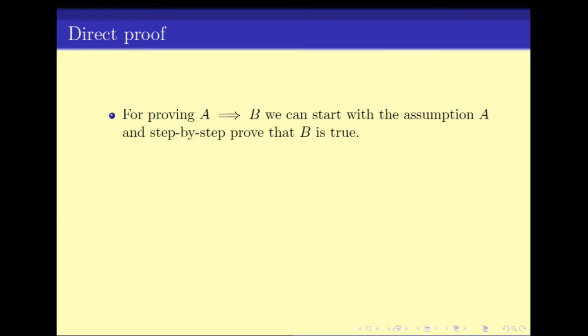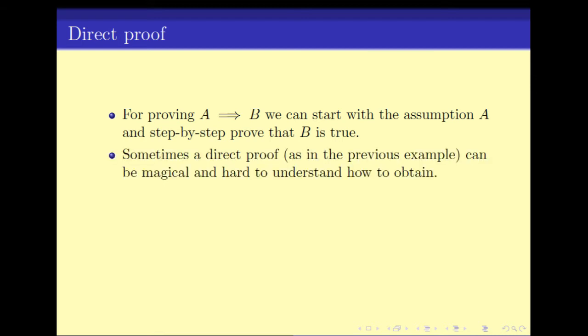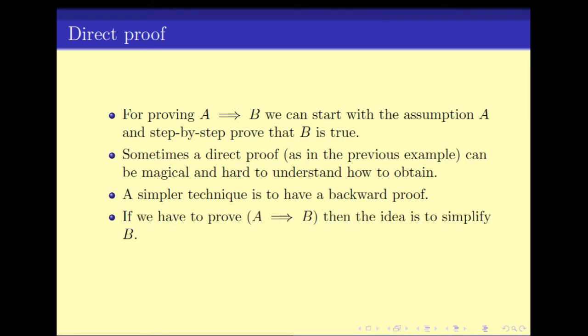Okay, so in other words, for the direct proof, for proving A implies B, we can start with A and go step by step and prove B. Or we can also do a backward proof, in which case we play with B, simplify it to C, and then proving A implies B is same as proving A implies C. So this is a very crucial technique that is applied a lot.